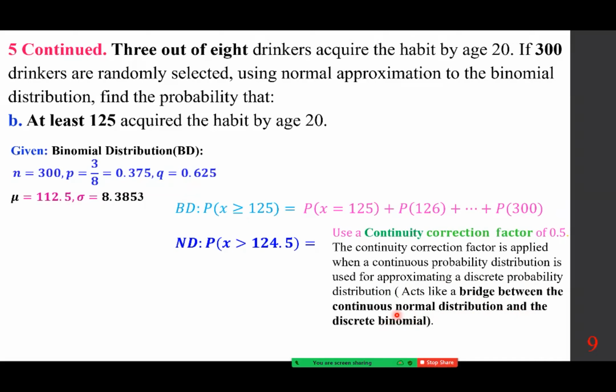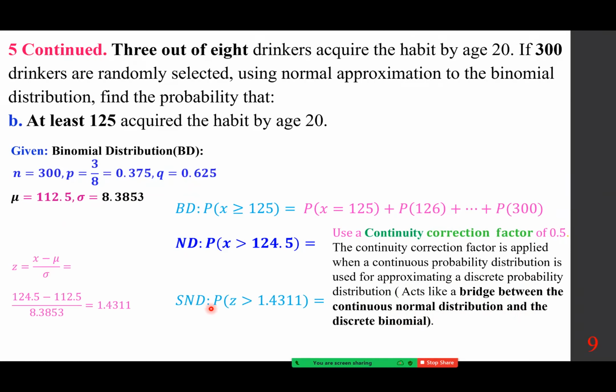That's the concept. Now from here, we're going to go to SND, which is standard normal distribution, which means z equals x minus mu over sigma. So x is 124.5. Mu and sigma, we have from here, plug in. So SND, probability of z larger than this number.